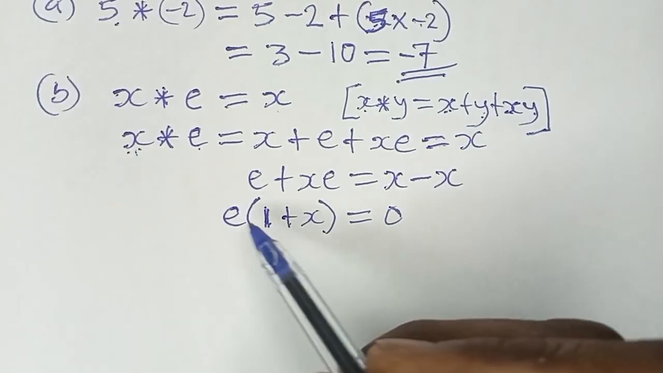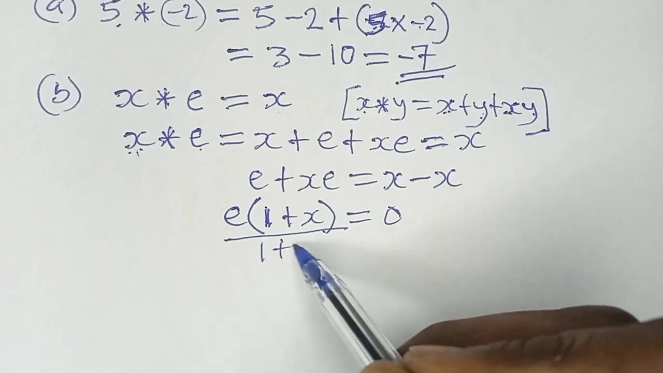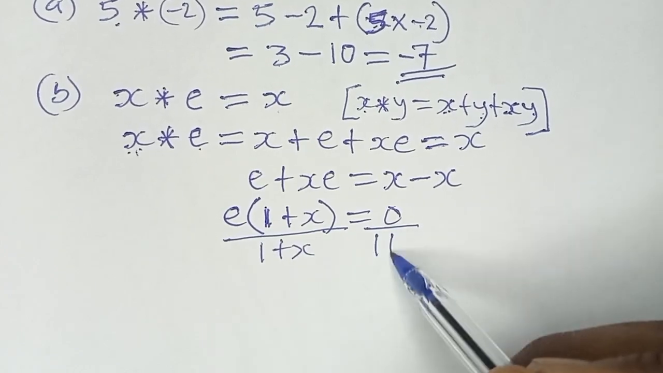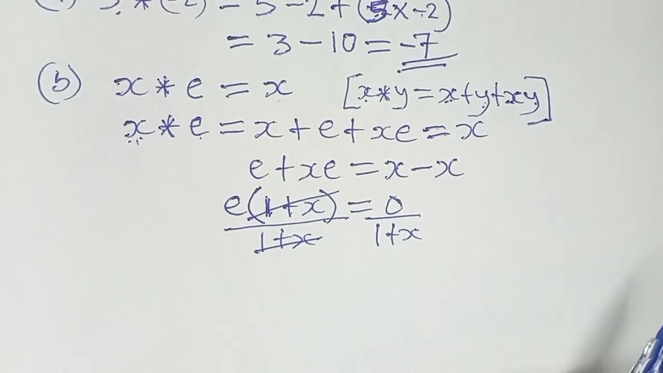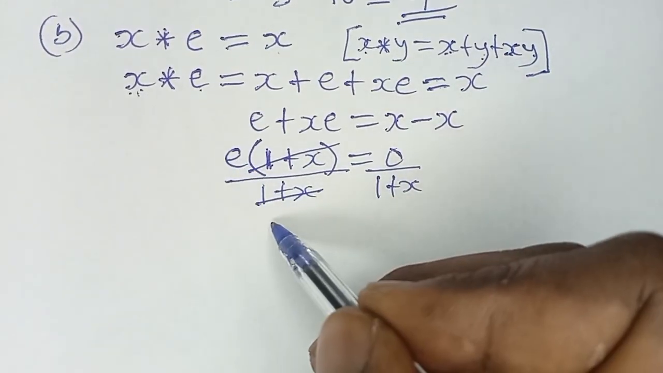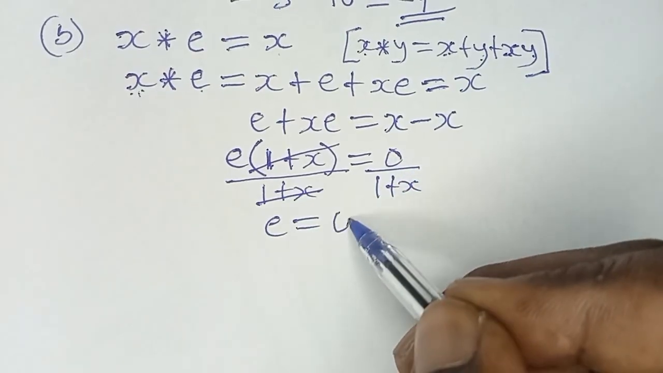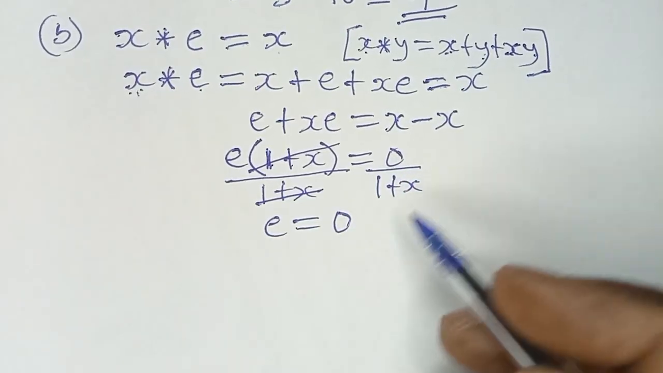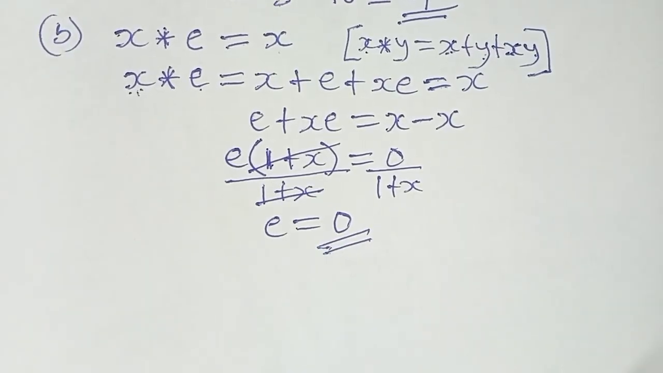So for me to get the value of E now, I'm going to divide both sides by 1 plus x. So 1 plus x cancels 1 plus x, and I'm left with the identity element that I'm looking for. I'm left with E, and it is equal to 0 over 1 plus x, which is 0. 0 divided by any number is 0. So that means the identity element is 0. So we now have the identity element.